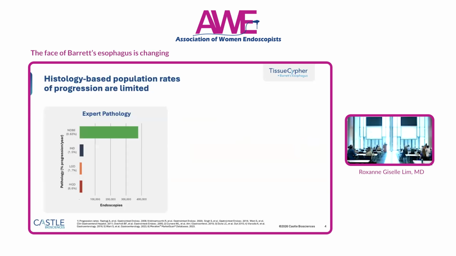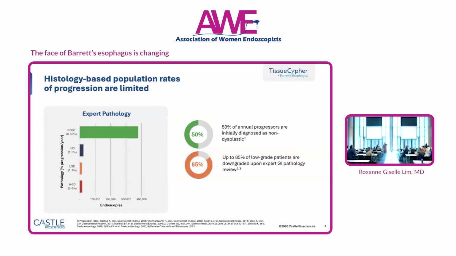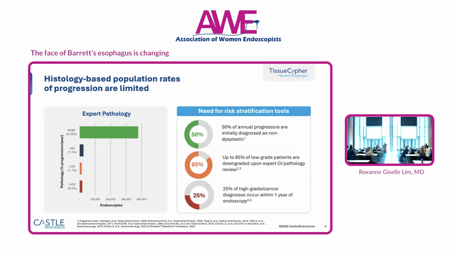I'm telling you now that histology-based population rates of progression are very limited. We do 450,000 EGDs in a year, and 89% of those are diagnosed as non-dysplastic. However, we find that 50% of annual progressors are initially diagnosed as non-dysplastic, and more alarmingly, 25% of those have high-grade dysplasia or cancer even after just a year from an EGD. So what does that tell us? Did we miss this? How did we miss this? It tells us two things.